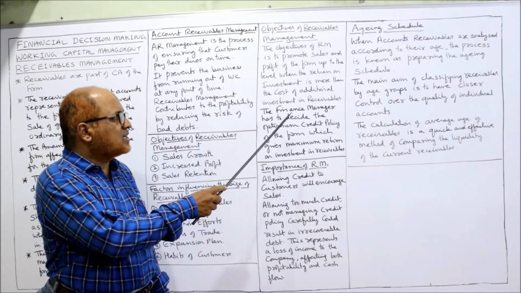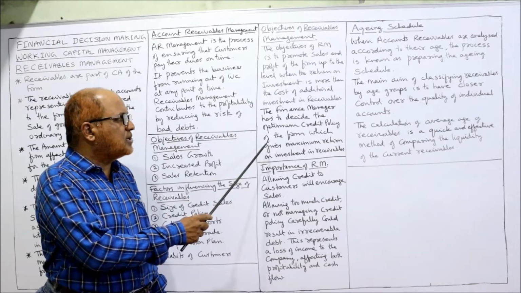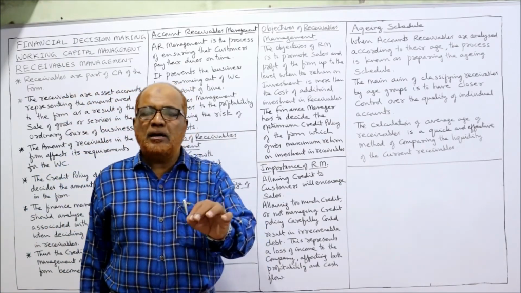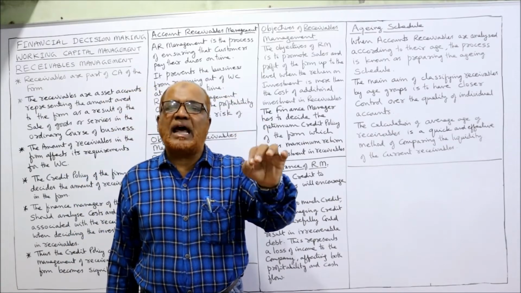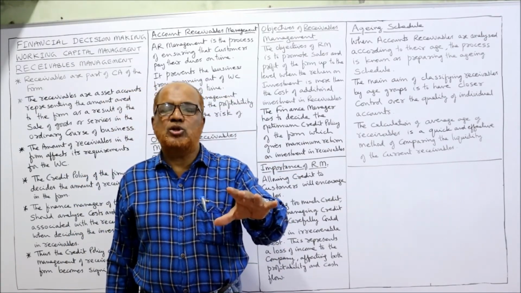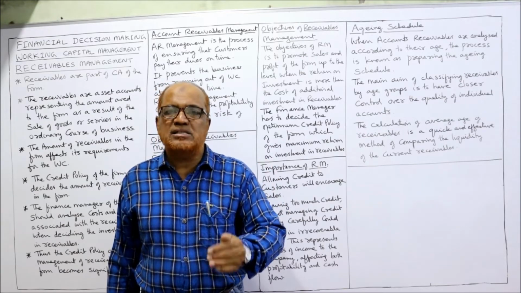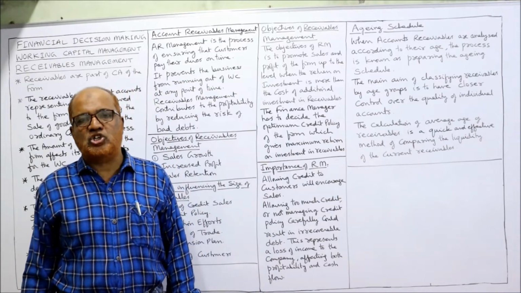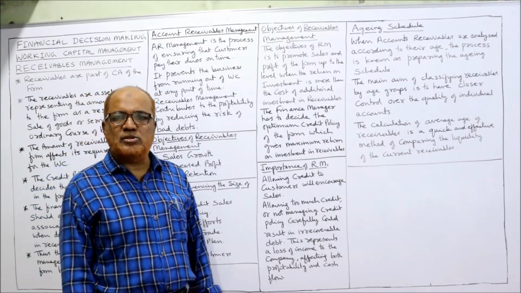profit. The finance manager has to decide the optimum credit policy of the firm which gives maximum return on investment. So ultimately it is the responsibility of the finance manager to decide how much credit period should be given so as to maximize our sales and maximize our profit. That is the objective of receivables management.